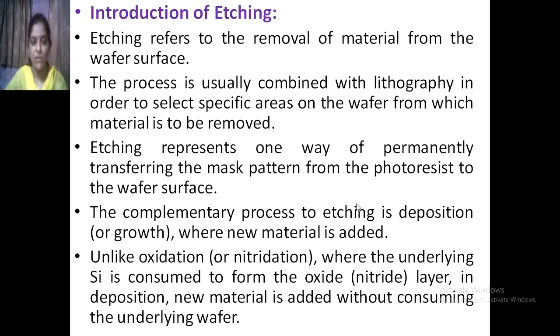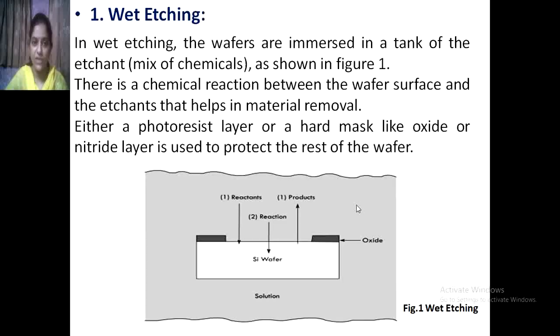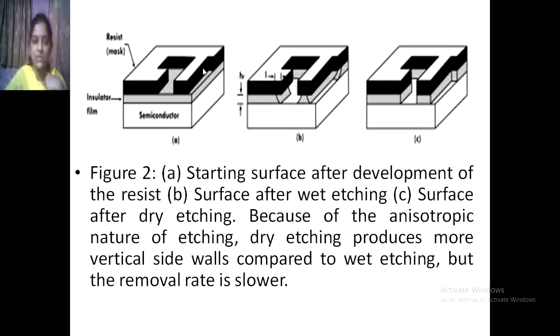Then last time we started with etching. So we have seen the types of etching: wet etching and dry etching. Wet etching we have already seen. Then dry etching, and what the limitations of wet etching are, that we have covered in the last session. Also this figure we have seen.